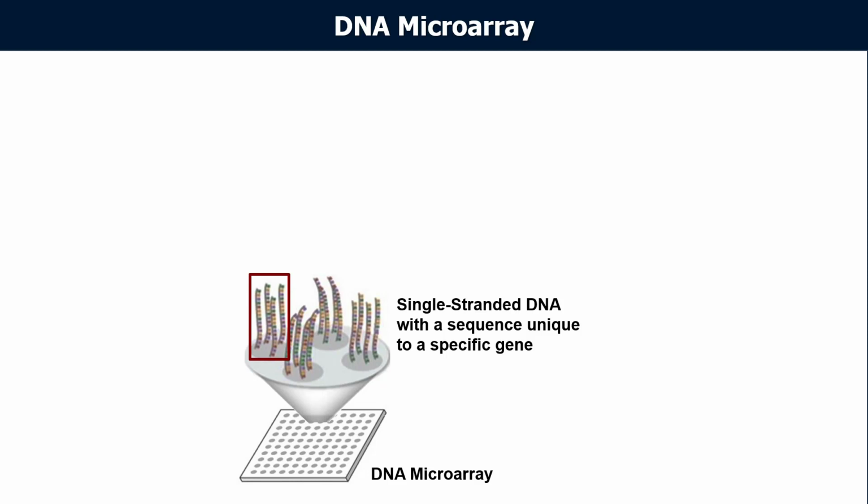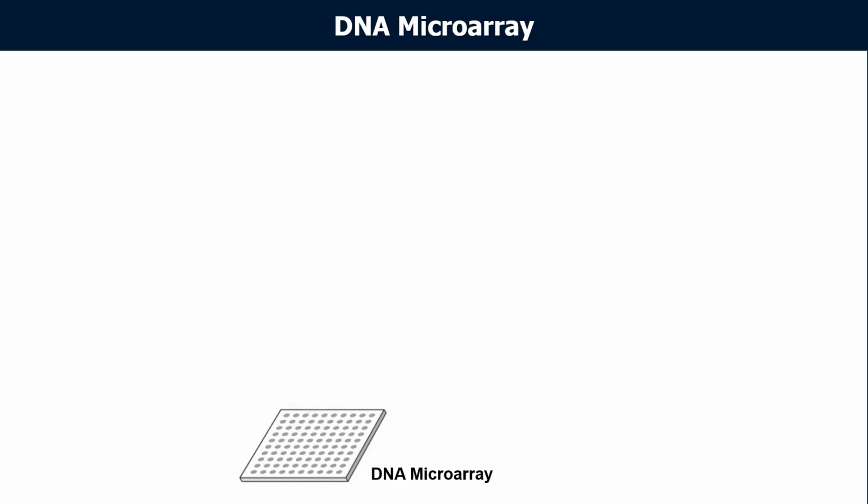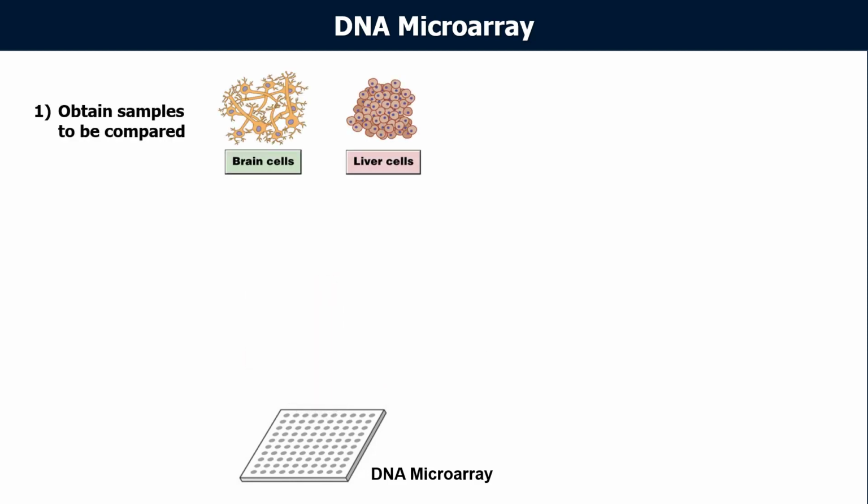Humans have 22,000 genes, so theoretically we could make a DNA microarray with 22,000 dots, one dot for each gene. So what do we do with this? Well, we start off with some samples. Let's say we want to compare the gene expression pattern of brain cells to the gene expression pattern of liver cells.